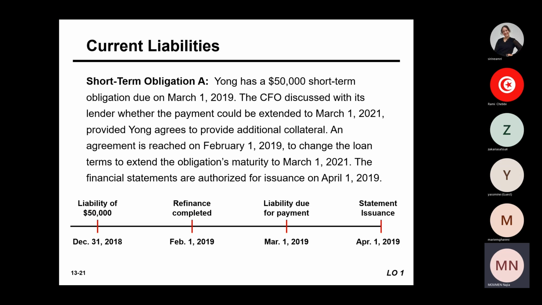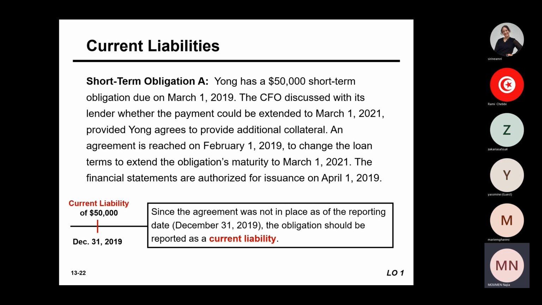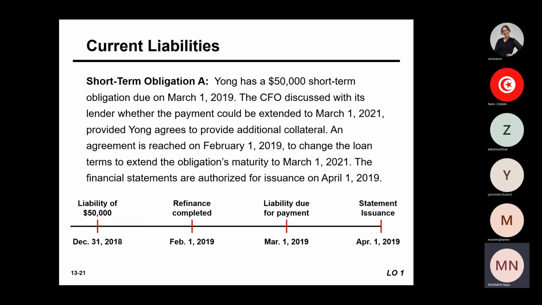So here we have what? On December 31, we have that liability, initially a short-term liability of $50,000. On February 1st, 2019, the agreement regarding the refinance is completed and achieved. The liability was initially due for payment on March 1st, 2019. And as we said, the financial statements are authorized for issuance on April 1st, 2019. So according to you, should this short-term obligation A be considered as long-term or short-term obligation? What do you think?